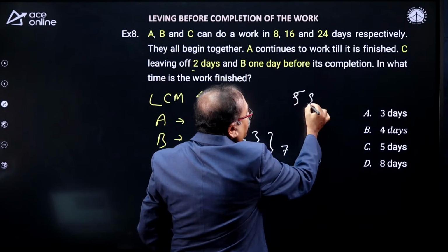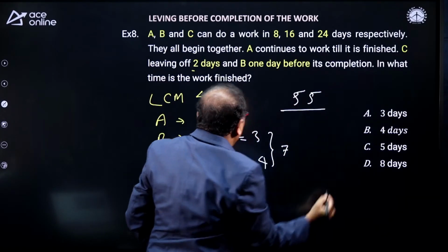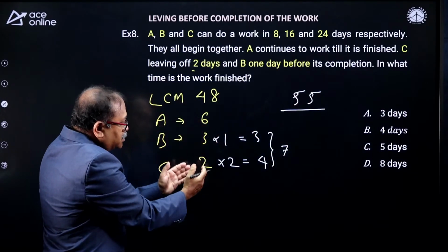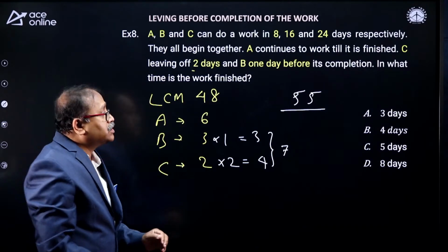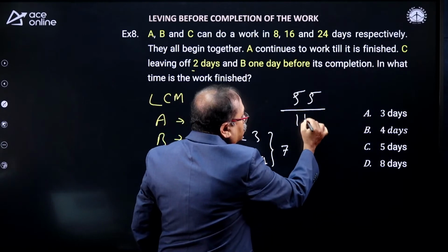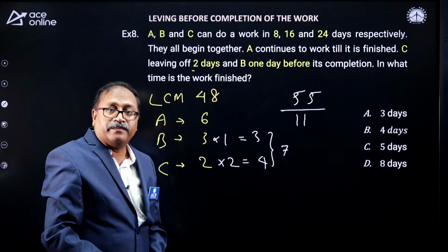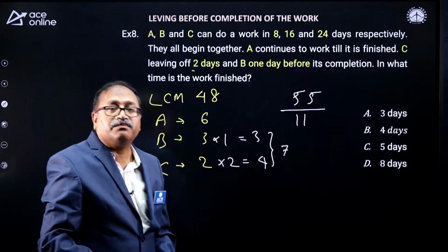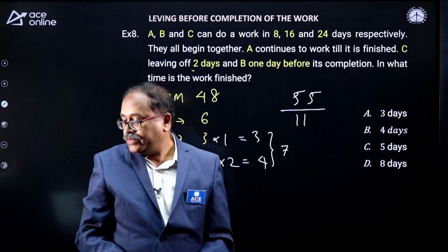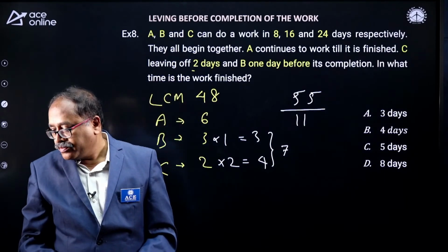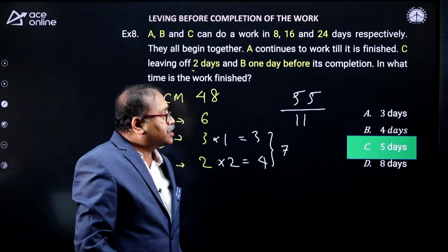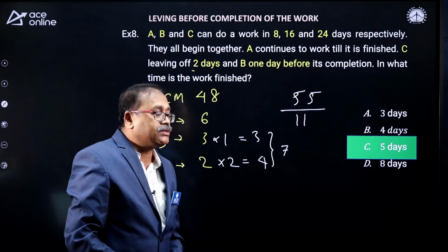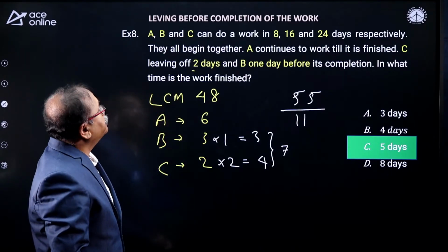Now these 55 units should be divided by 6 plus 3 plus 2. So 6 plus 3 is 9, plus 2 is 11. 55 divided by 11 gives you 5. That means the total work is completed in 5 days. Anyone answer the question here? 5 days? Yeah, that's right. Let me check that the answer is correct. Yes, Anusha, the answer is correct, 5 days.